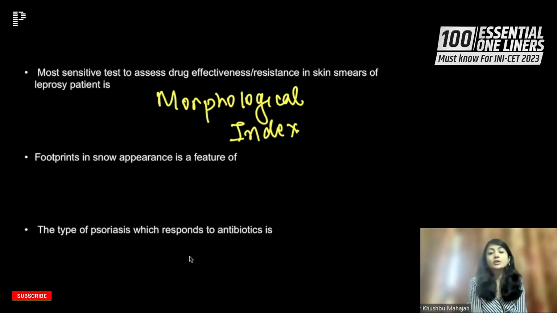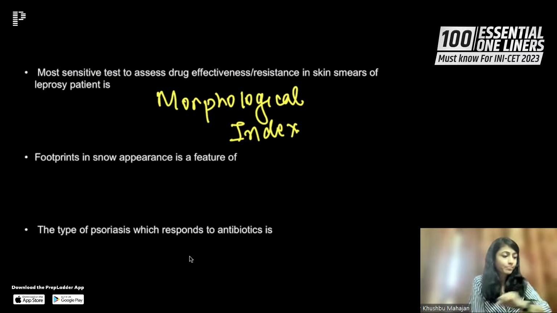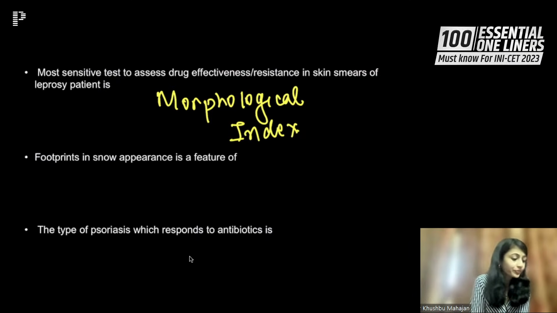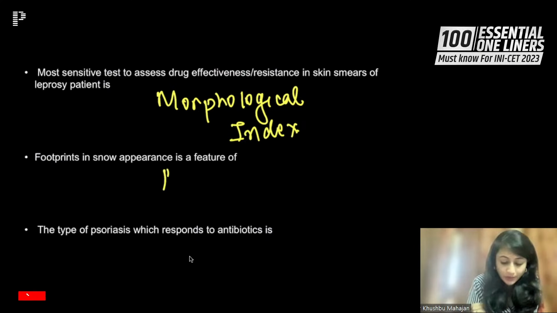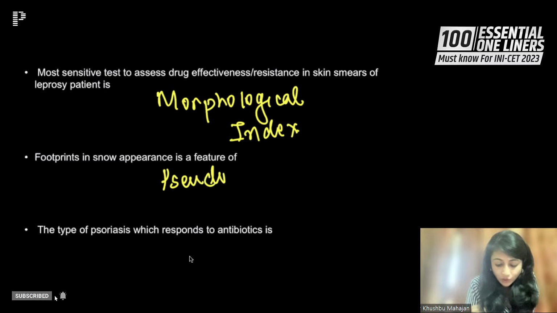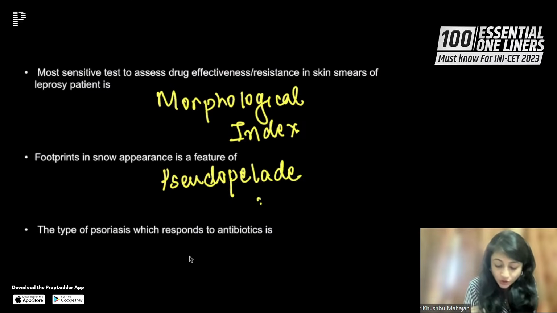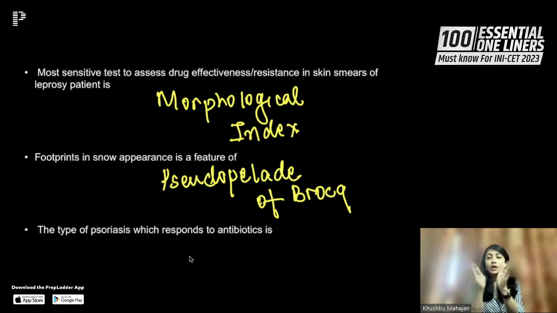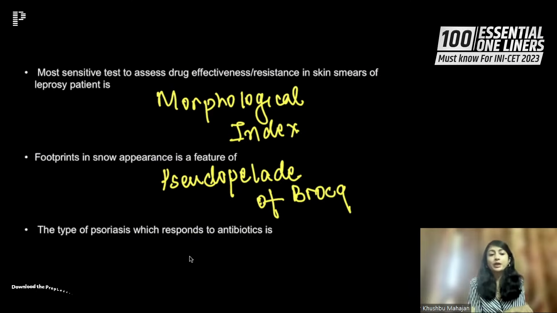Right? Moving on to the next question. Footprints in snow appearance is a feature of. Footprints in snow appearance is a feature of. It is not lichen planopilaris. Yes, you're right. It is pseudopelade of Brocq. In lichen planopilaris, you see inflammation, you see follicular plugging. Pseudopelade of Brocq, in turn, just presents with cicatricial alopecia, which appears like footprints in snow appearance.